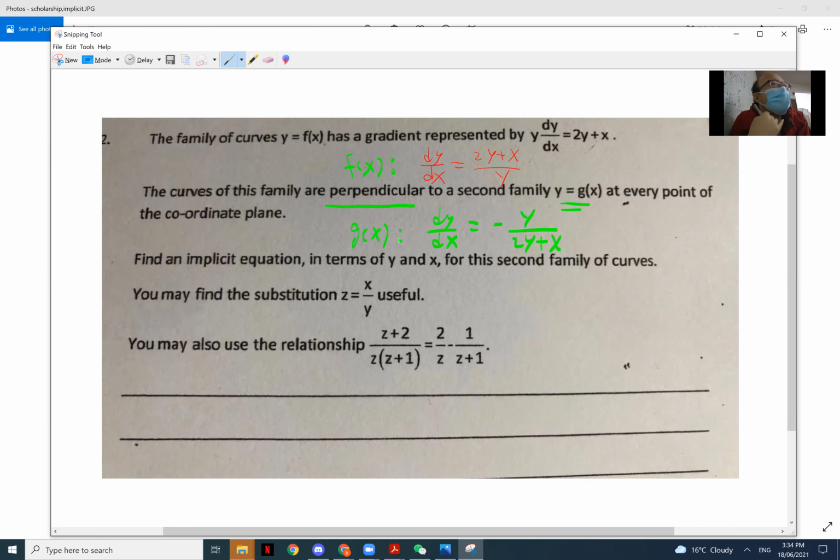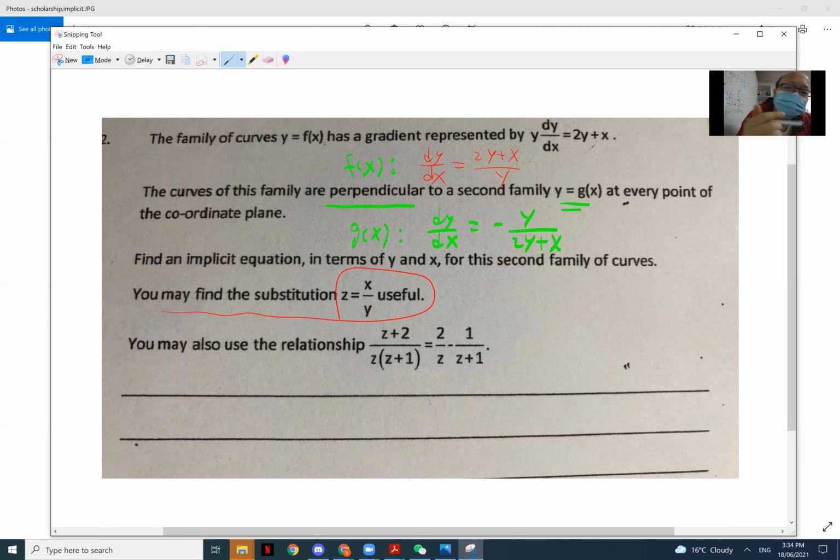Now, the question asks you to solve for y. Normally, in our syllabus, if you solve for y, it's called solving a differential equation, right? But with this differential equation, you cannot separate the variables. Separating variables always needs something in x and something in y so you can rearrange. This way you cannot separate variables. That's why the question gives you a hint: you may find this substitution useful. Why is substitution probably useful?